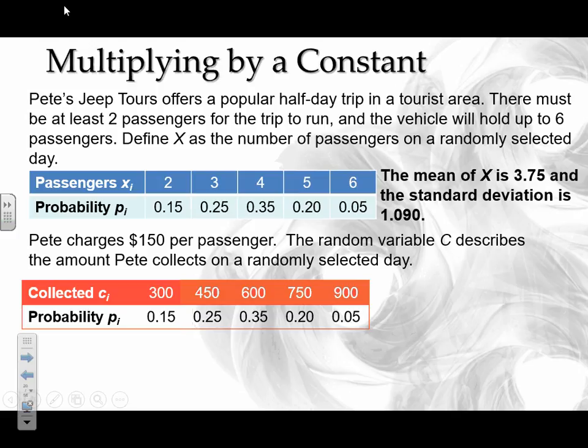Okay, what'd you get? Okay, so 562.5. So in context, what does 562.5 actually mean here? It'd be in dollars, right? So $562.50. The mean amount that he would collect on a given day would be $562.50. Now take that 562.5 and divide it by our original mean, 3.75. What do you get?